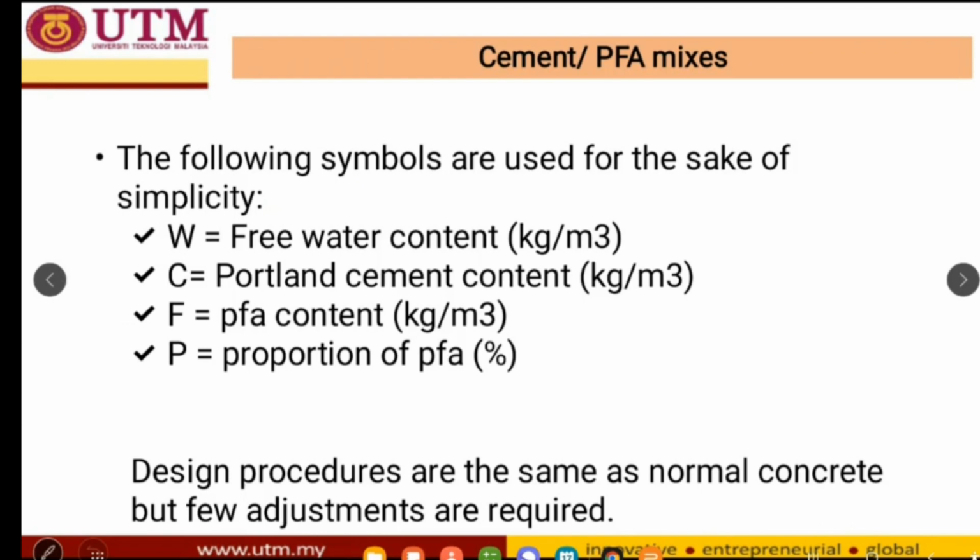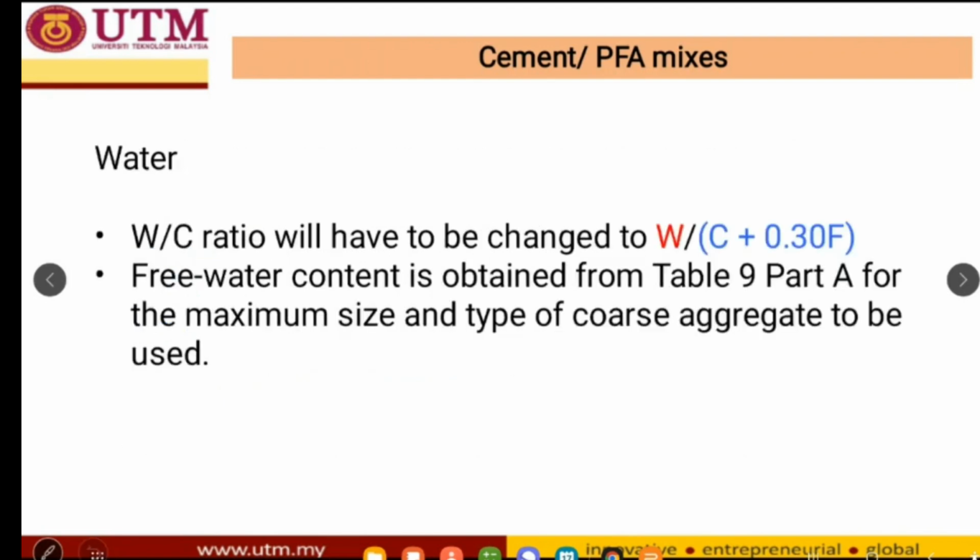But before that, we need to know what are the symbols that we are using in the modified replacement method. So the first one is W, which is the free water content in kg per meter cube. And then C is the Portland cement content, kg per meter cube also. F is the PFA content, and P is the proportions of PFA. Okay, so the design procedure is similar to the entrained air concrete. The procedure is similar to normal concrete, but only a few adjustments are required.